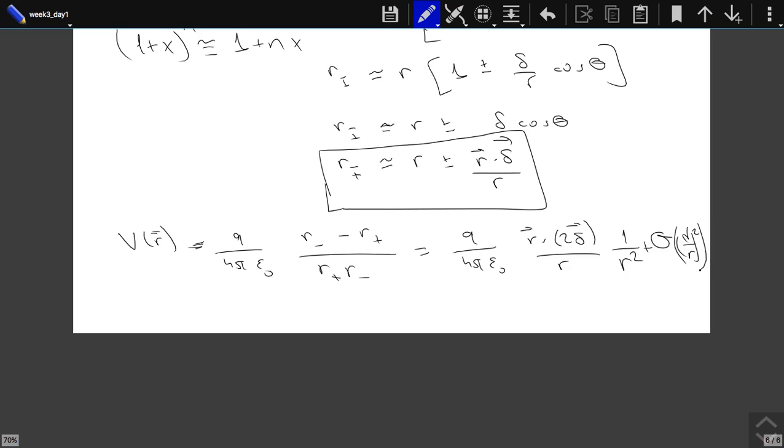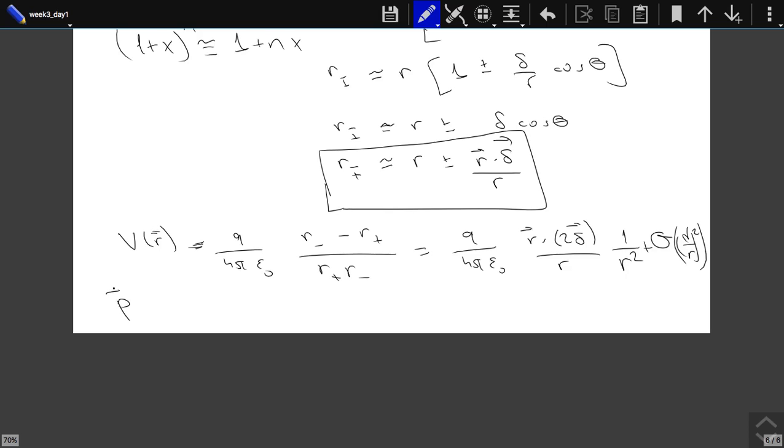This first term is already proportional to, remember, this is d. This term is already proportional to d over r. Plus, there are other terms that will be proportional to d over r squared, d over r cubed, d over r to the fifth, etc. But if d over r is very small, I can just ignore them.